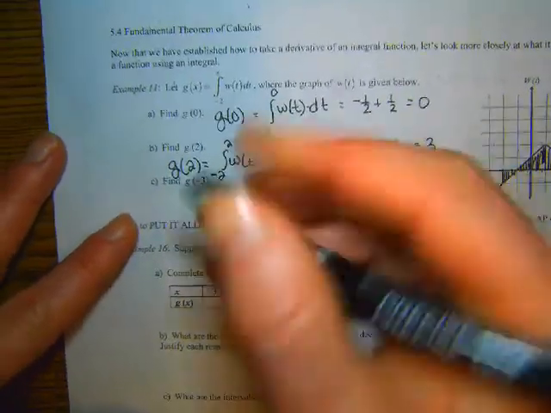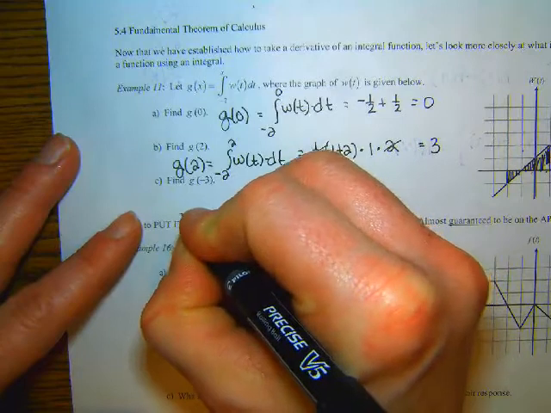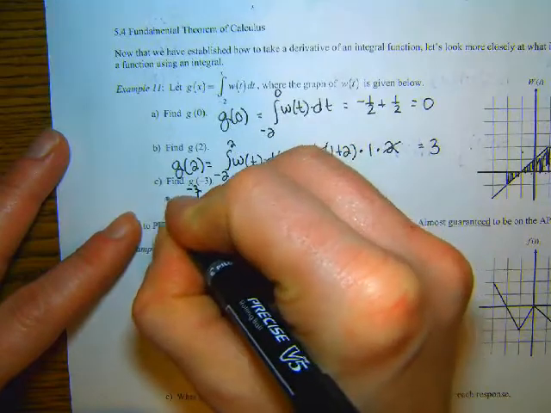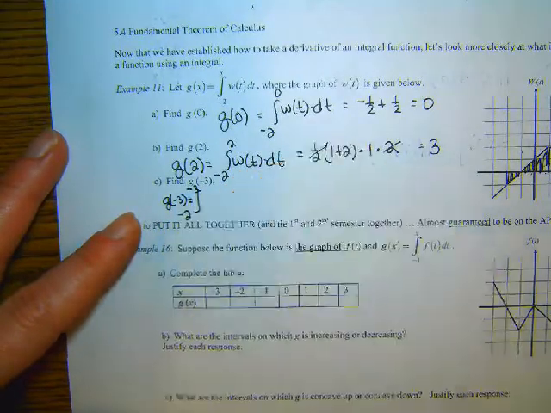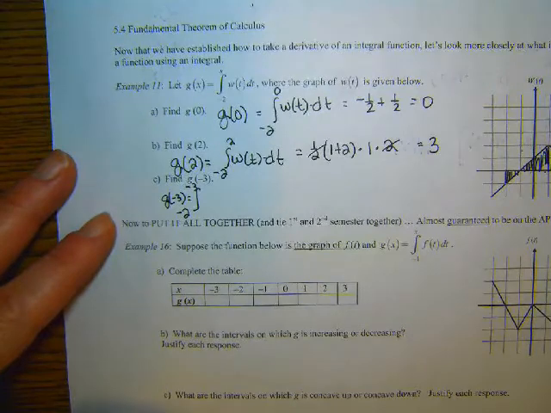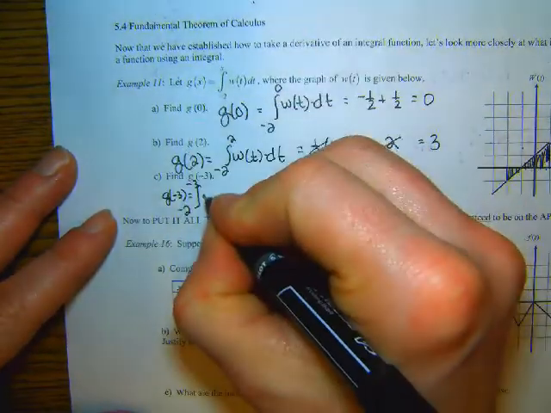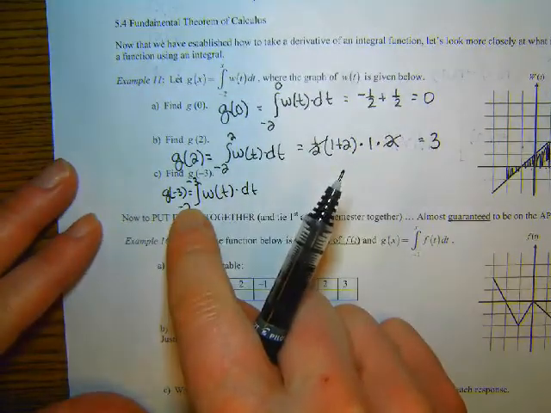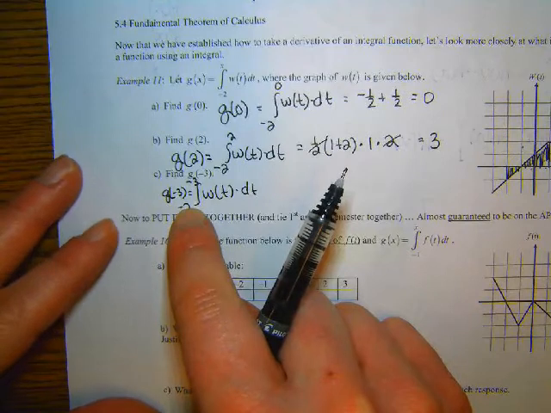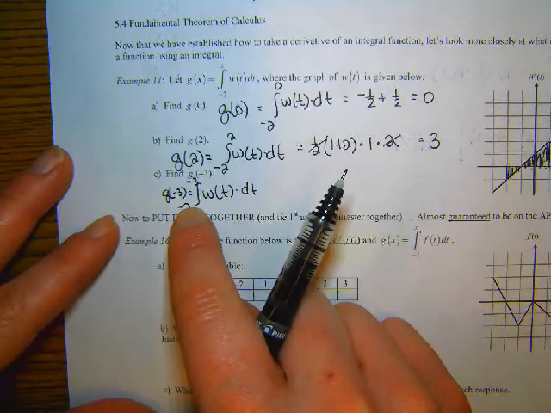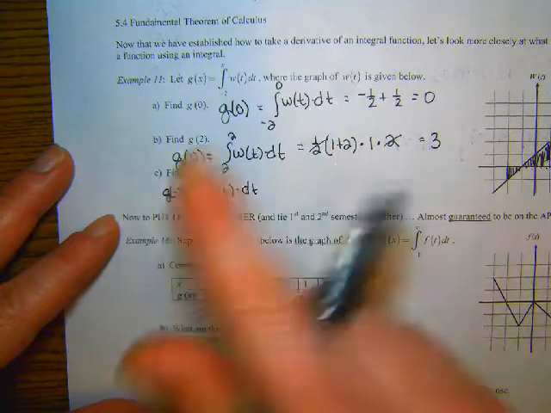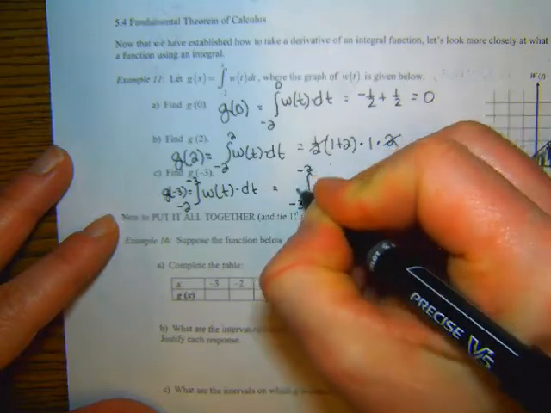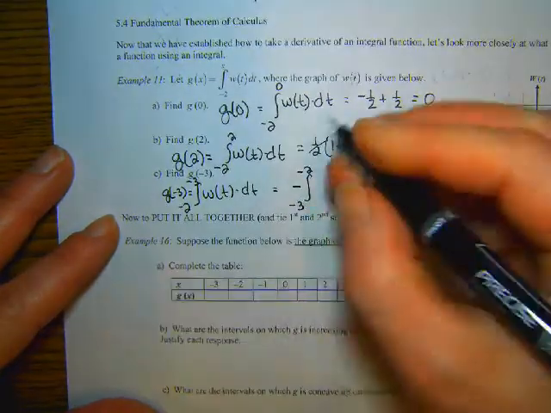Oh, man. I knew it was too easy. G of -3. The integral from -2 to -3 of W(t). Well, I can't do that because -2 doesn't occur before -3. What did we learn? Haven't we learned a way to flip these around? Yes. I can flip these around and make them go in the correct order, but then I have to put a negative out in front.